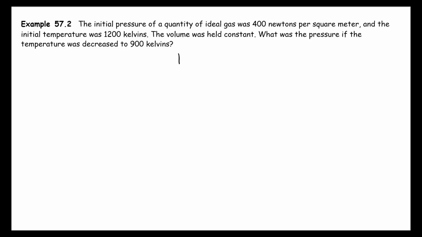Okay, so we know our ideal gas law is just P1 V1 over T1 equals P2 V2 over T2, but this one says that the volume is going to be held constant. So we don't really need to include the volume in our formula because it's not going to change and it won't matter. So we'll just have P1 over T1 is equal to P sub 2 over T sub 2. So now let's just fill in the information they gave us. The initial pressure of a quantity of an ideal gas is 400 newtons. So that's P sub 1.